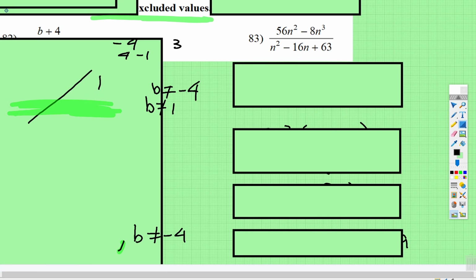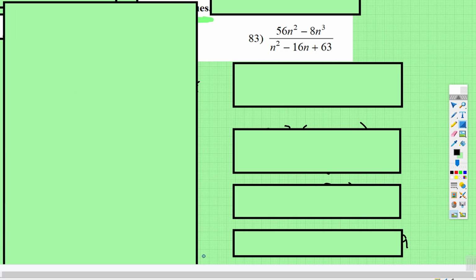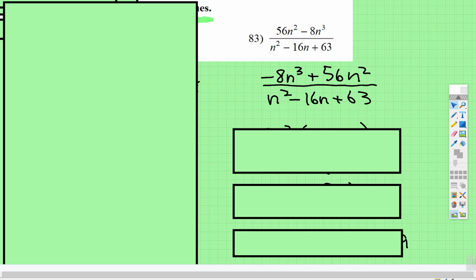So we have what looks like maybe a more complex one over here. First thing I'm going to do, notice how the -8n cubed, the third degree, is higher than second degree. I'm going to rewrite that first thing. So I'm going to write -8n cubed, just because I think it'll make things easier, plus 56n squared. And I'm all for making this as simple as possible. I'm going to tackle the numerator first.